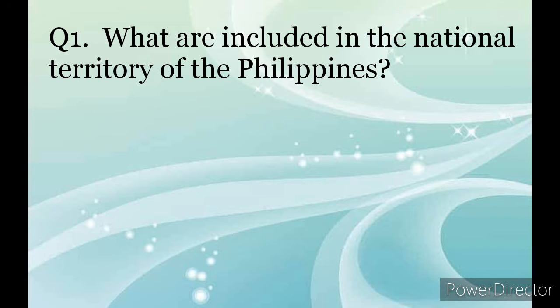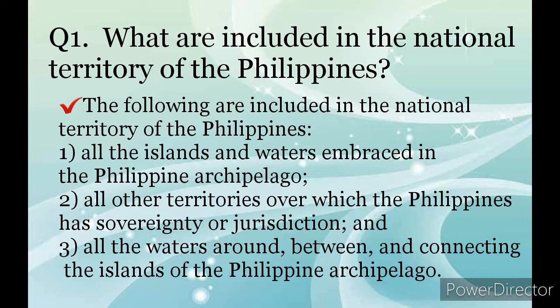Question number 1. What are included in the national territory of the Philippines? Answer. The following are included in the national territory of the Philippines: 1. All the islands and waters embraced in the Philippine archipelago; 2. All other territories over which the Philippines has sovereignty or jurisdiction; and 3. All the waters around, between, and connecting the islands of the Philippine archipelago.